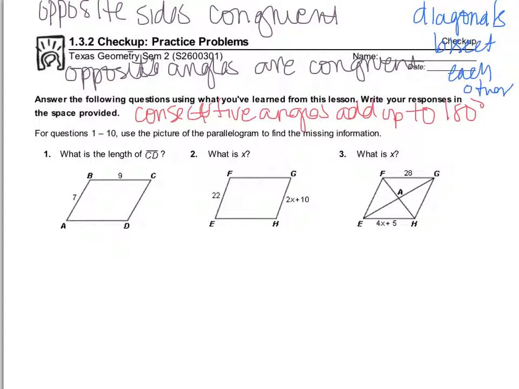So we've got a couple questions here. Number 1, what is the length of CD? Well, CD we know is the same as AB, so it's going to be 7. Even though it doesn't ask about it, I'm going to ask you for the length of AD. Well, if BC was 9, AD is also 9. Number 3 says, what is X? Well, I know that FG is the same as EH, so I can say that 4X plus 5 is equal to 28.